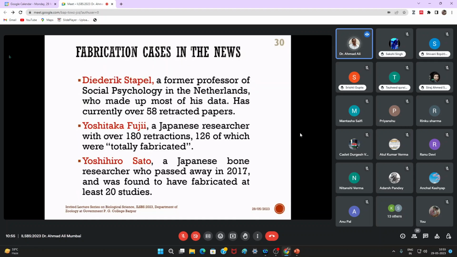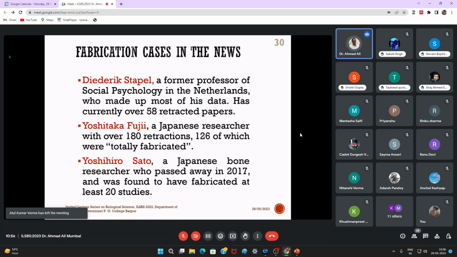Eric Stapel, a professor of social psychology in the Netherlands, made up most of his data, and once found, he had to retract over 58 of his papers. Yoshitaka Fuji, a Japanese researcher, had over 180 retractions, 126 of which were totally fabricated. I'm sure you are getting the meaning of fabrication. Fabrication is when the experimental procedure was not done to generate the data. This is known as fabrication. In the next few slides, we'll talk about falsification. You will get the meaning of that.